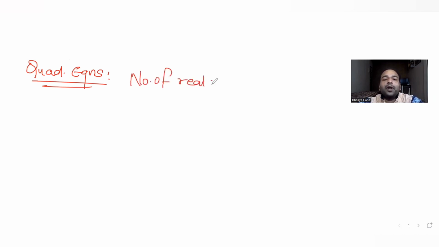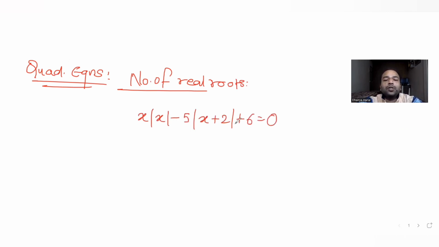Let's see today's question. So today's question we are taking up from the topic of quadratic equations. And the question tells us that we need to find out how many real roots are present for the equation which is given to us, that is x|x - 5| + |x + 2| + 6 = 0.